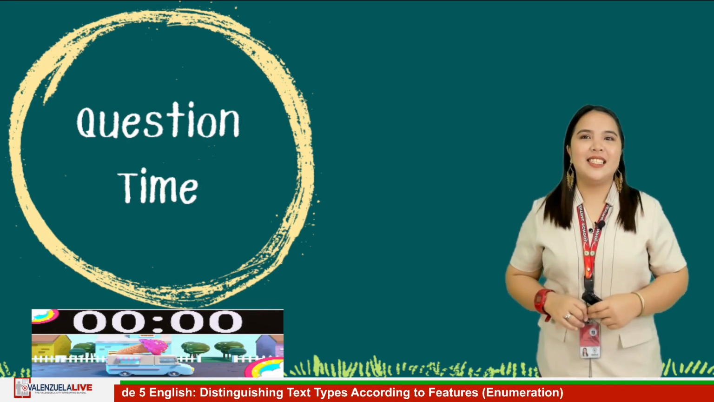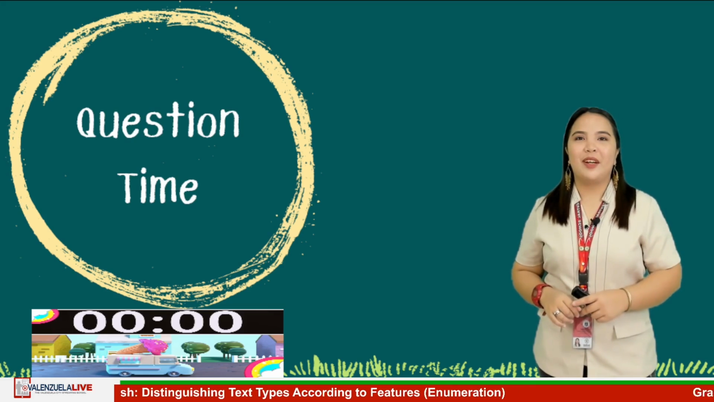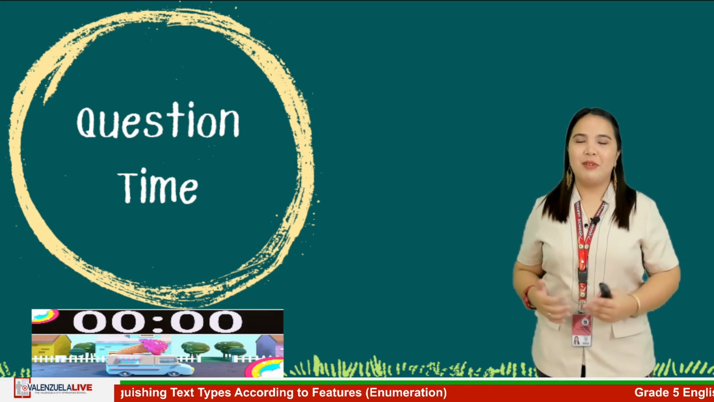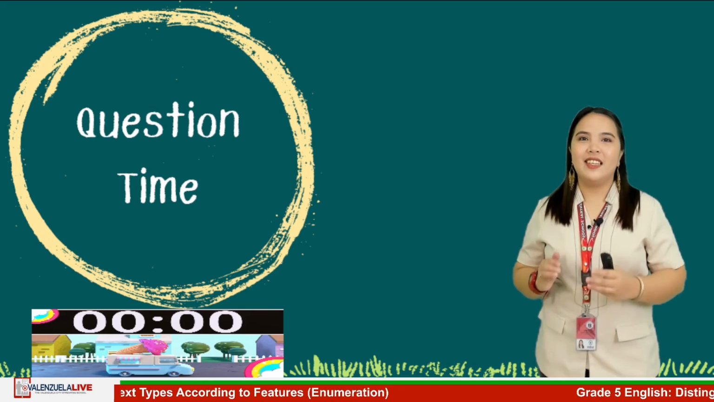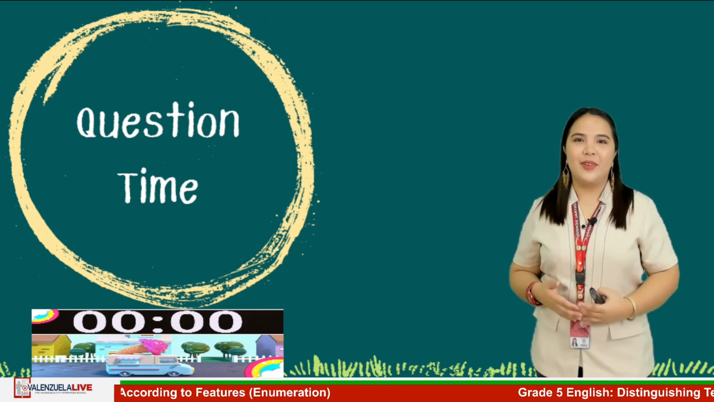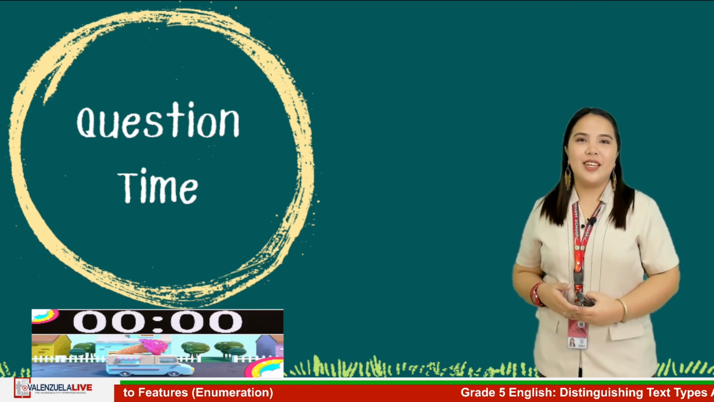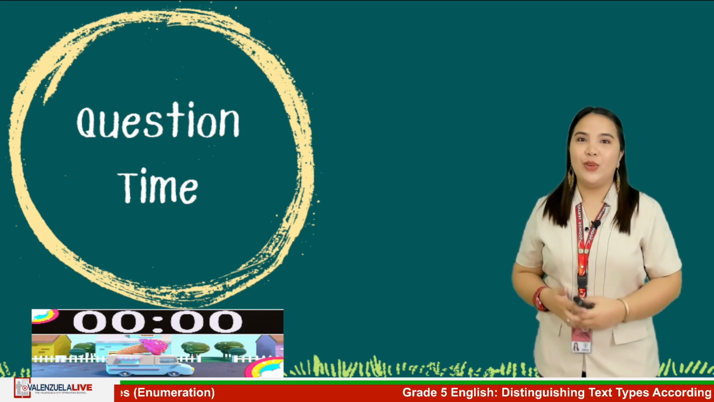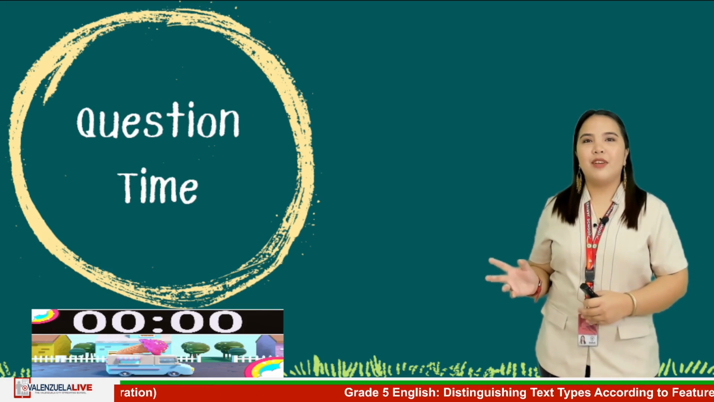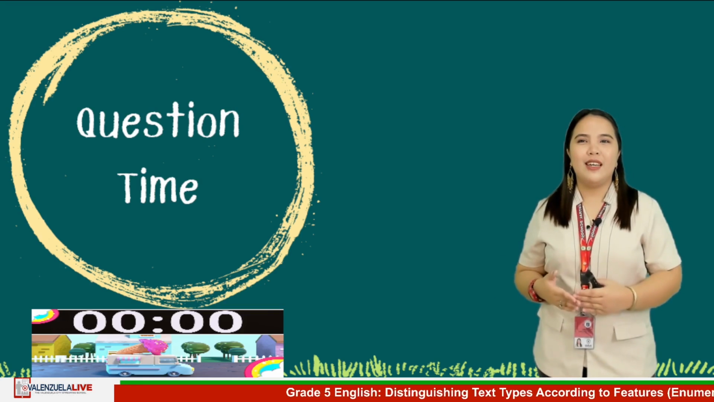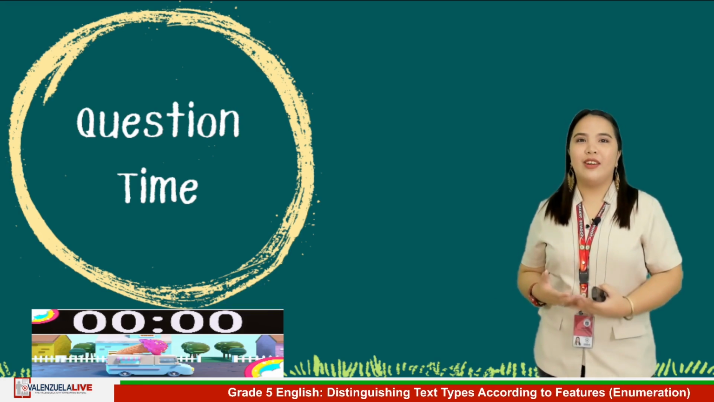Number one is, Ma'am, what is the simpler term for enumeration or enumerating? I would say it's listing or listing down. And then next question is, what graphic organizer can we use in enumeration text type? Usually, we can use flowcharts.